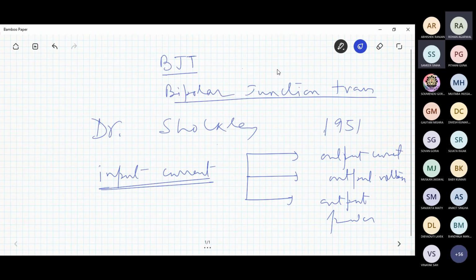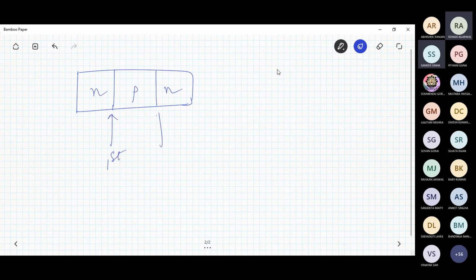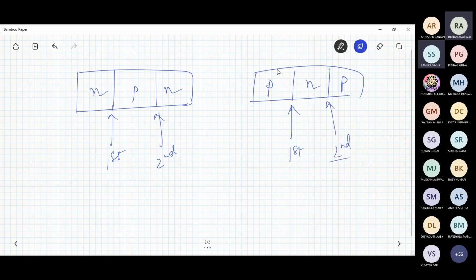So a BJT consists of two PN junctions. So far you have studied a single PN junction. In a conventional PN junction diode there was only one PN junction. Here you will find there are two PN junctions. This is the first junction, this is the second junction, NP or PN, whatever it is. The structure could also be PNP. Here also there are two different junctions. So whenever you find two junctions, in general it will come under the BJT category.